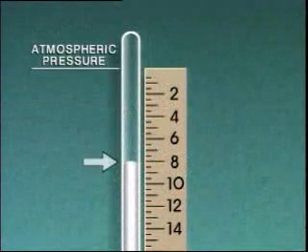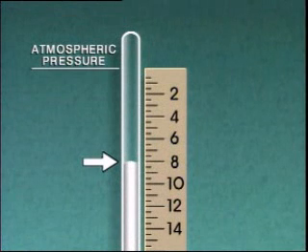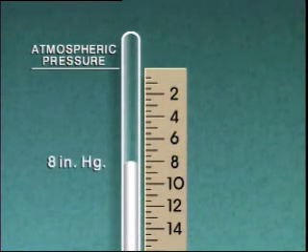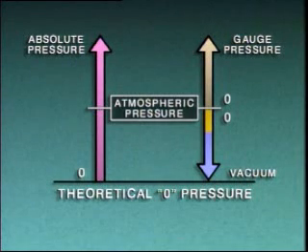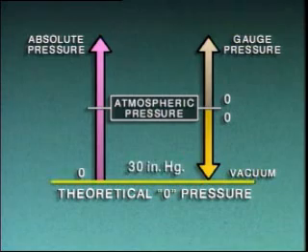In other words, if the level of mercury is 8 inches below the level representing atmospheric pressure, then the amount of vacuum is 8 inches of mercury, sometimes abbreviated inches Hg. If theoretical zero pressure, or a condition of perfect vacuum, could be reached, it would have a value of approximately 30 inches of mercury vacuum.